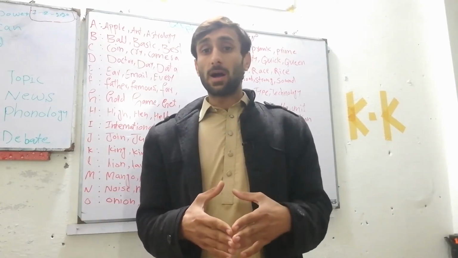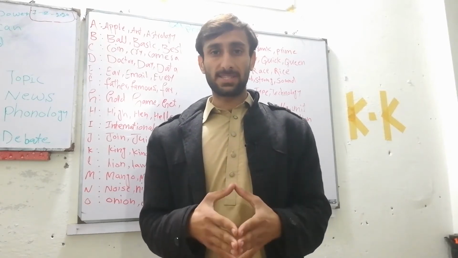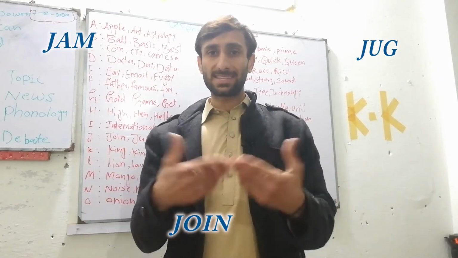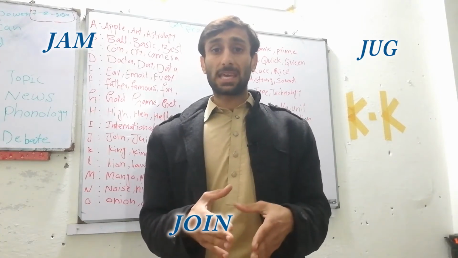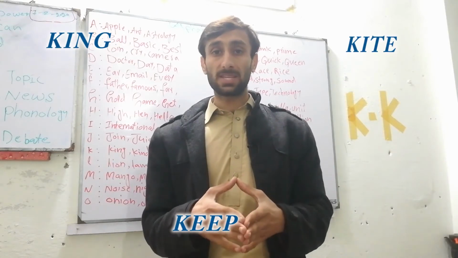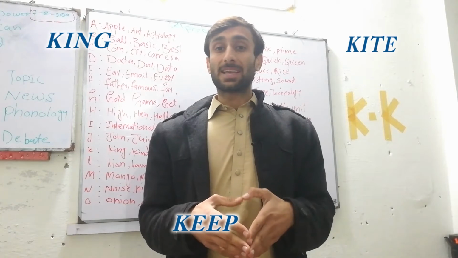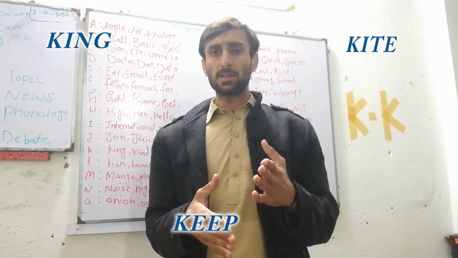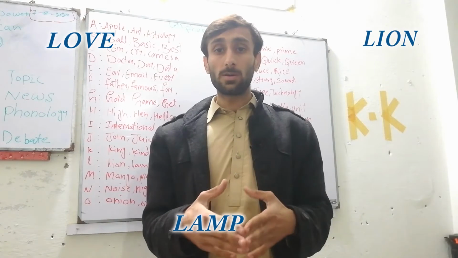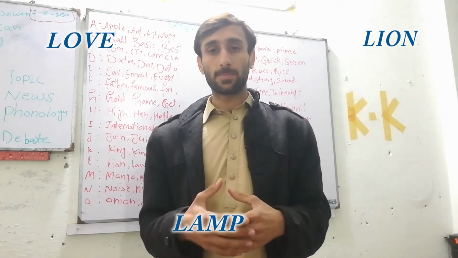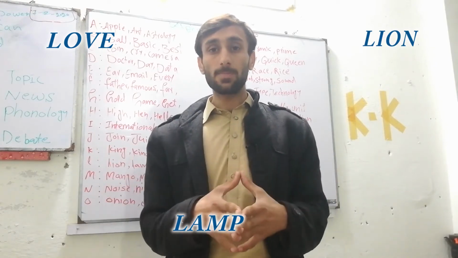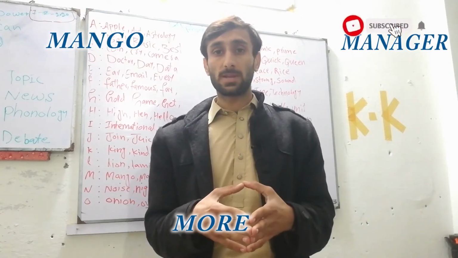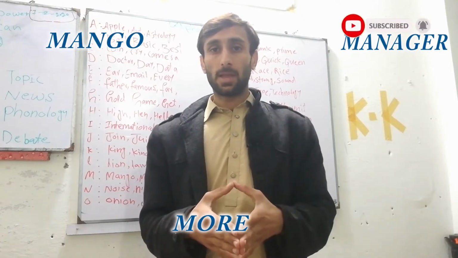And the letter J gives us the sound of D as in the word jam, jug, joy, etc. And the letter K gives us the sound of K as in the word king, kite, keep, etc. And the letter L gives us the sound of L as in the word love, line, and lamp, etc. So the letter M gives us the sound of M as in the word mango, manager, and more, etc.